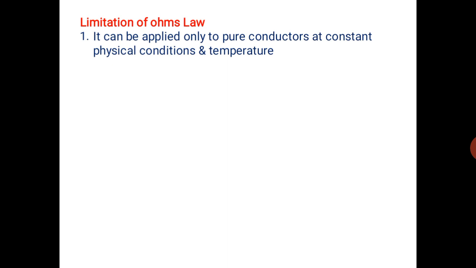Now the limitations of Ohm's law. It can be applied only to pure conductors at fixed physical conditions and temperatures. It means that only by keeping temperature and other physical conditions constant can we apply Ohm's law, or only then can we write V proportional to I, or V by I is constant.